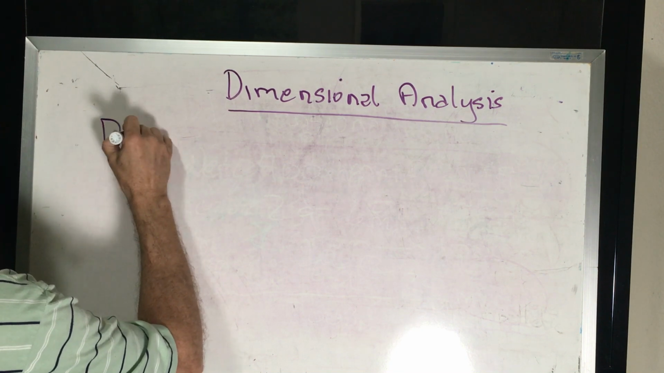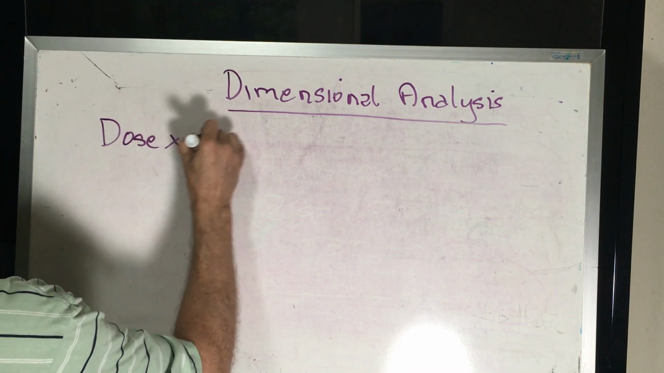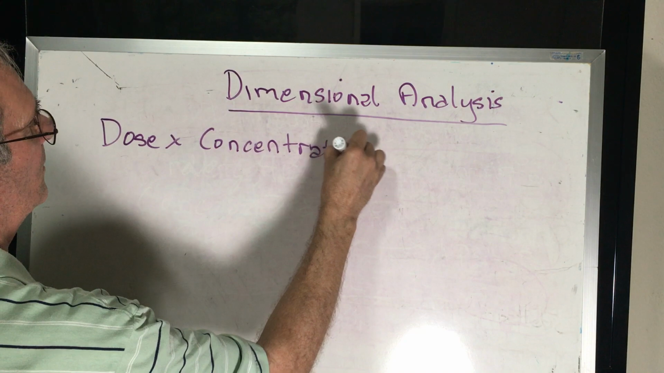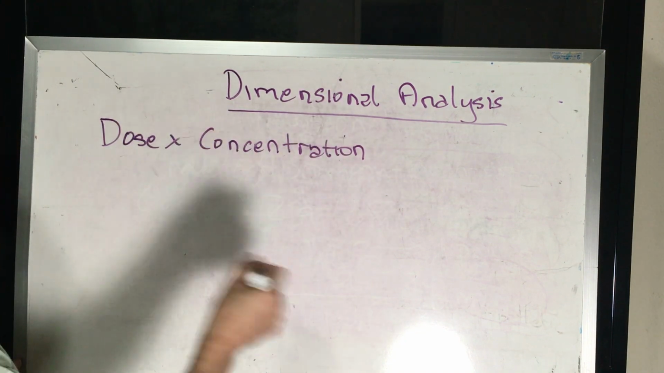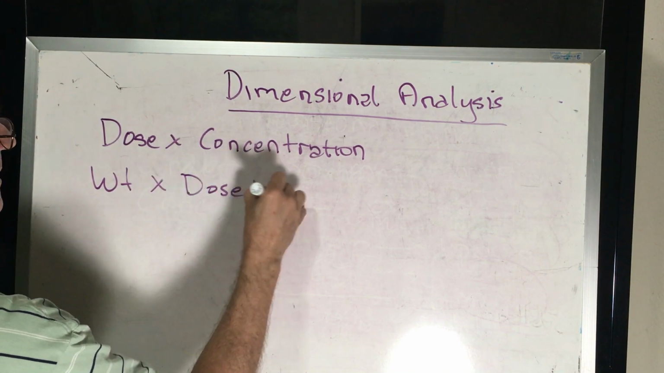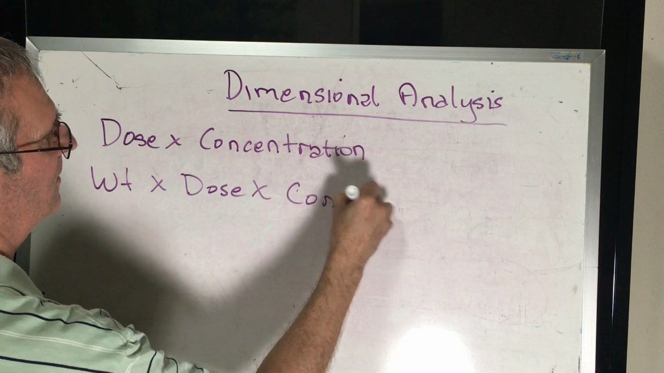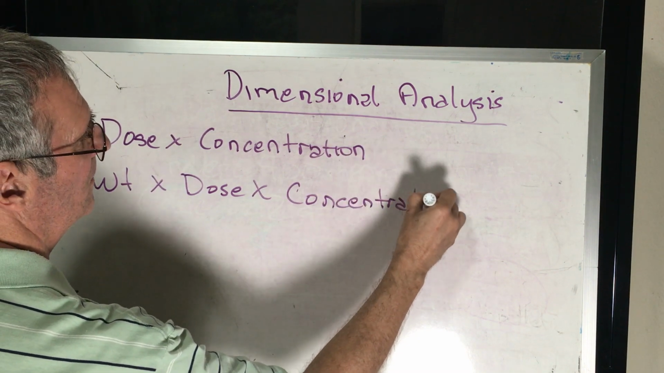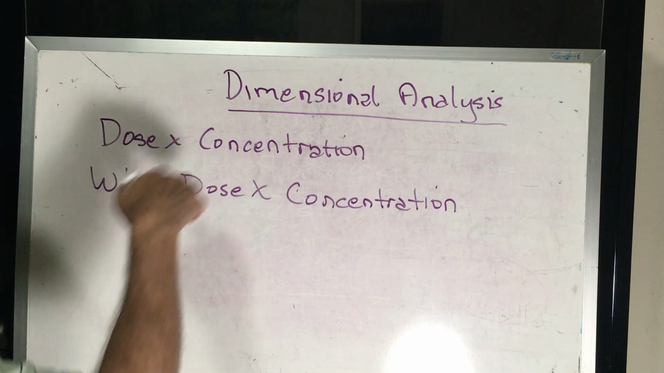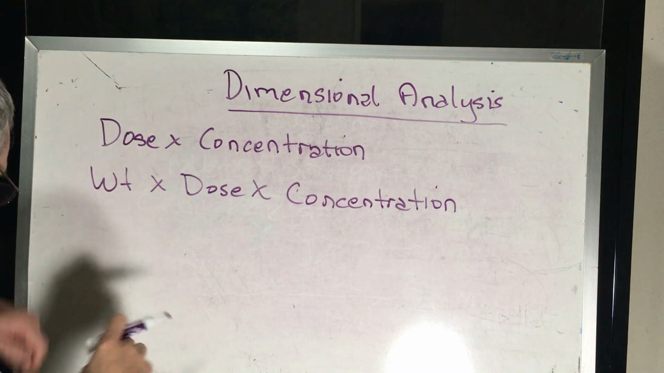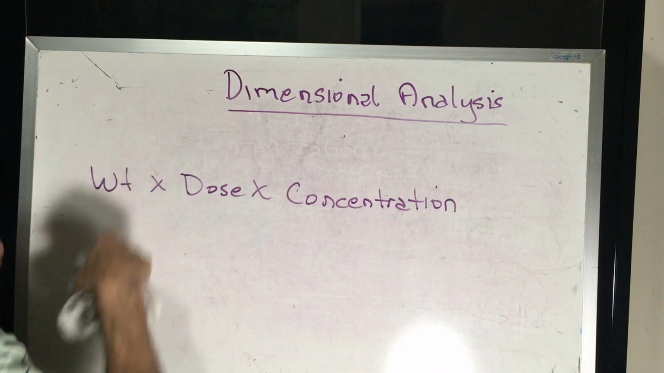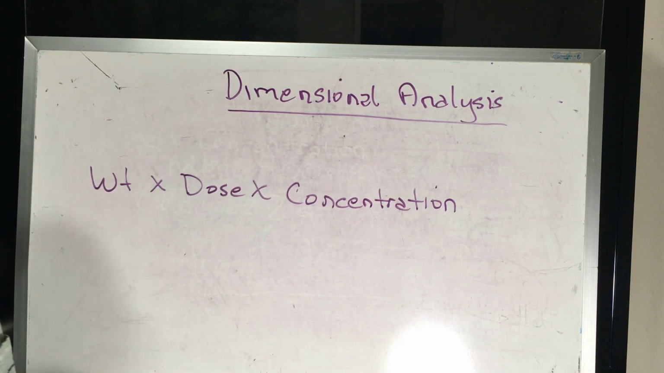So this is dose times concentration, and if it were a weight-based problem, it would be weight times dose times concentration. Okay? So these are the two formulas you might use, and quite frankly, let's just take this top one off and memorize this one, realizing that some problems don't involve the weight.